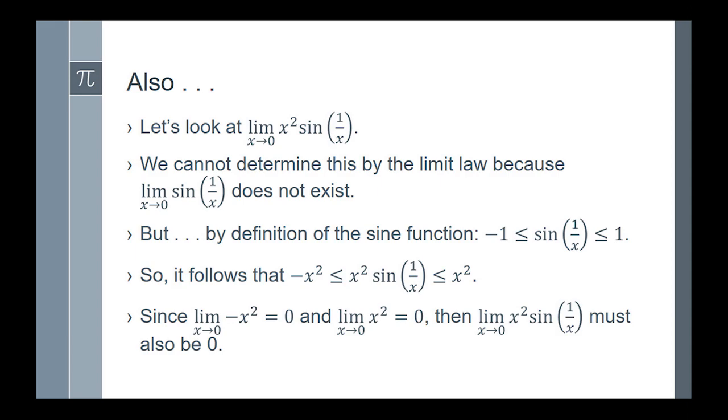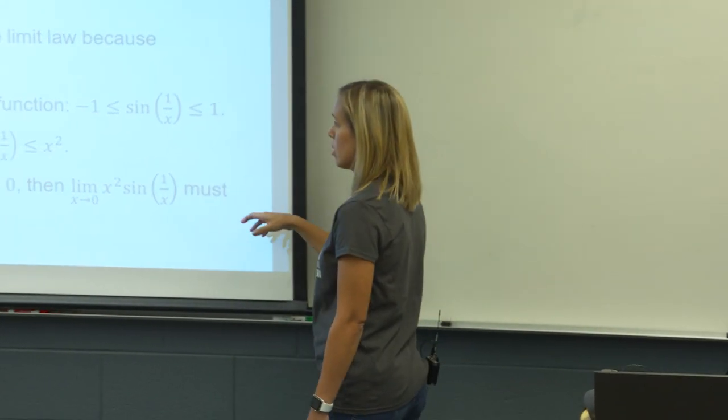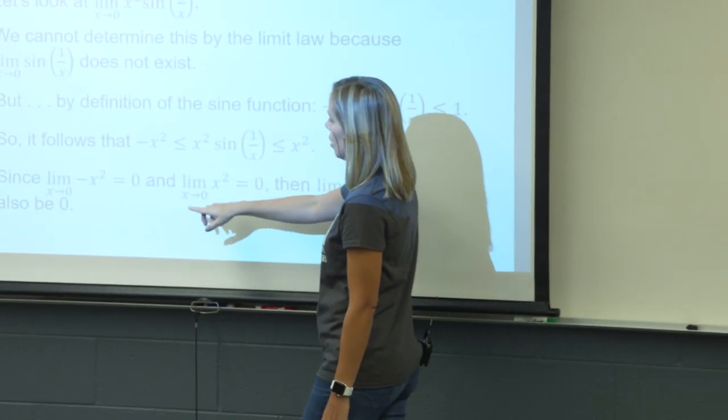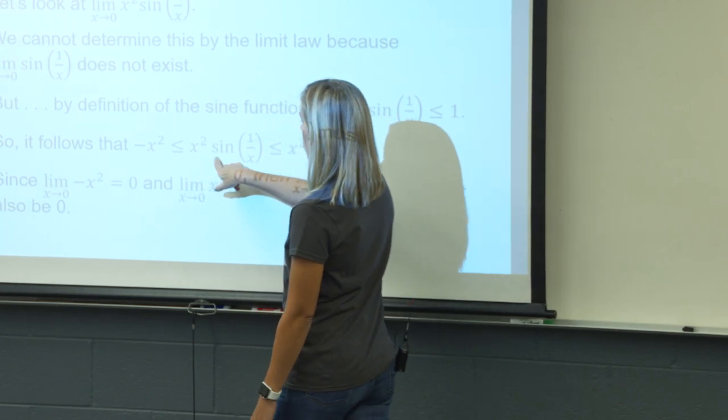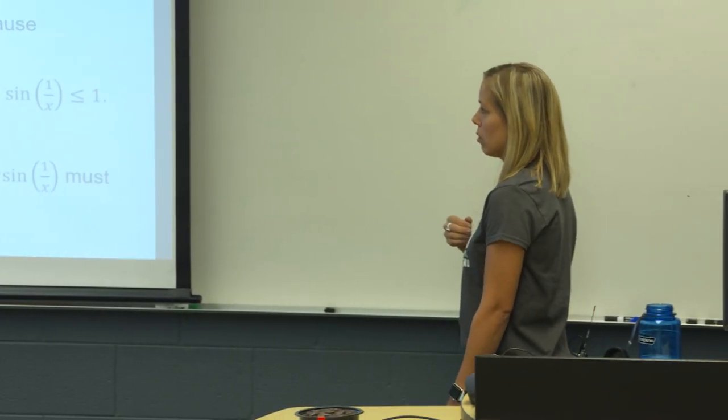Then that means, because it lies in between the two here, that the limit of x squared times sine of 1 over x must also be approaching 0. So we have 0 is less than or equal to this function is less than or equal to 0. So by the same idea, it also has to be equal to 0.